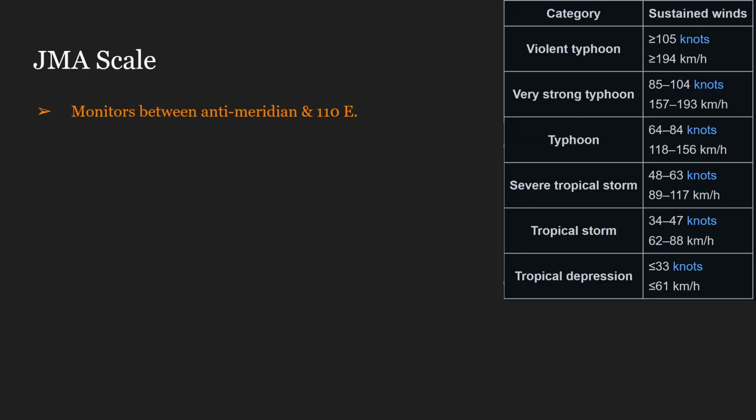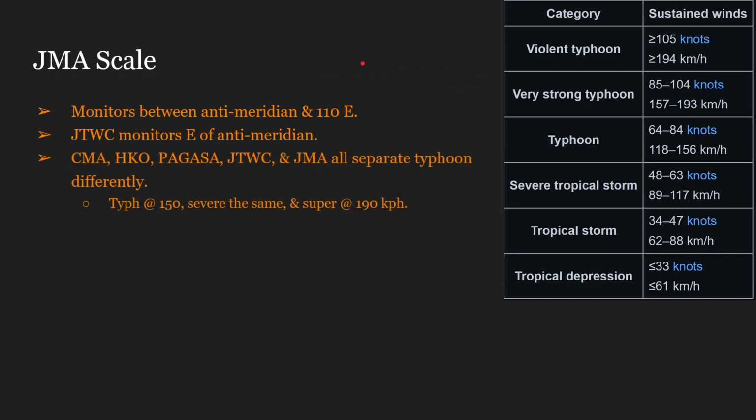Speaking of the West Pacific, we see here on the right-hand side the Japanese Meteorological Agency scale for typhoons, also the JMA. The West Pacific region is defined as the anti-meridian, so 180 degrees east, all the way to 110 degrees east. The JTWC actually monitors east of the anti-meridian, so back towards the US. And note that every single agency listed here separates the typhoon class differently.